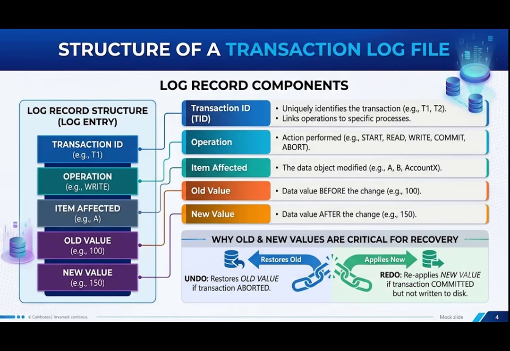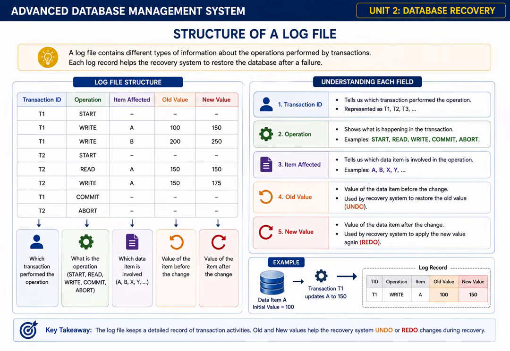Now comes an important part, the old value and the new value. The old value tells us what the value of the data item was before the change. The new value tells us what the value became after the change. For example, suppose the value of A is initially 100, and a transaction changes it to 150. In that case, the old value is 100, and the new value is 150. This information becomes extremely useful during recovery, because the recovery system may need to either restore the old value or apply the new value again. So, when you look at a log record, try to identify these basic pieces of information. Which transaction, which operation, which data item, what was the old value, and what is the new value.